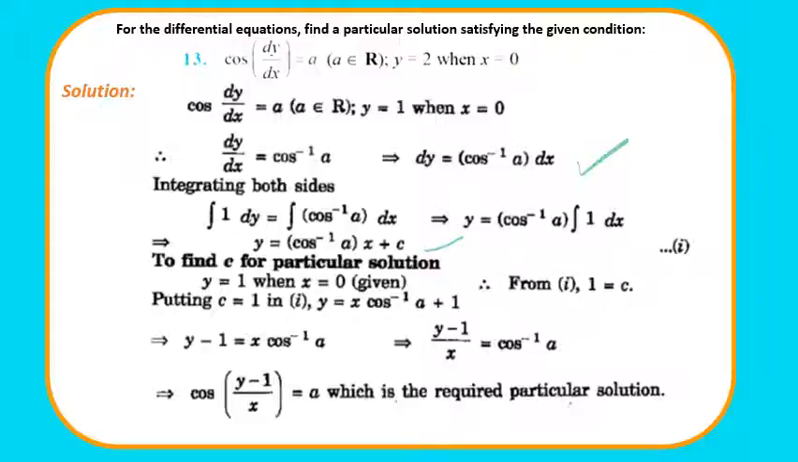Now we have to find the particular solution, and it is given that y is equal to 2 when x equals to 0. So putting this, we get the value of c as 1. So putting c equals to 1 in the equation 1, we get y is equal to x cos inverse a plus 1. And simplifying, we will get our required particular solution as cos of (y minus 1 upon x) equals to a. Clear? So pause and note down the solution.